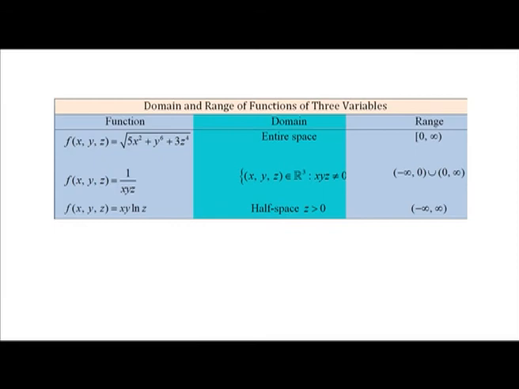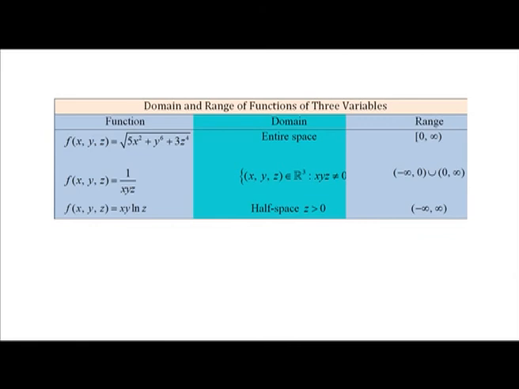As 5x² + y⁶ + 3z⁴ is greater than or equal to 0 for all triplets (x, y, z), the domain of the function f(x, y, z) = √(5x² + y⁶ + 3z⁴) is the entire space R³. As √(5x² + y⁶ + 3z⁴) is greater than or equal to 0 for all triplets (x, y, z), it follows that the range is the closed interval [0, ∞).